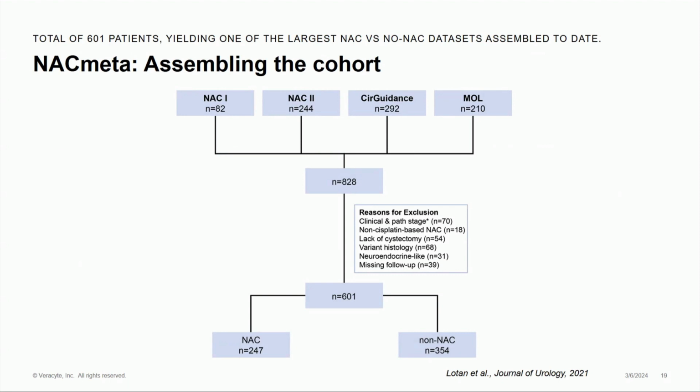We assembled this cohort we call NAC meta. It's basically a meta cohort of a number of different cohorts we had in-house. We ended up with 828 patients once we filtered out for various criteria, including filtering out neuroendocrine-like, because these patients tend to die within a year, so they would definitely influence the results. We end up with 601 patients. 247 patients had neoadjuvant chemotherapy, 354 did not.